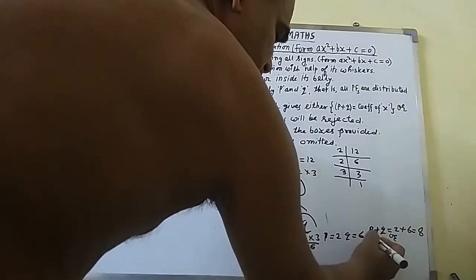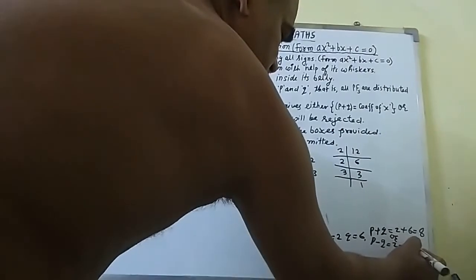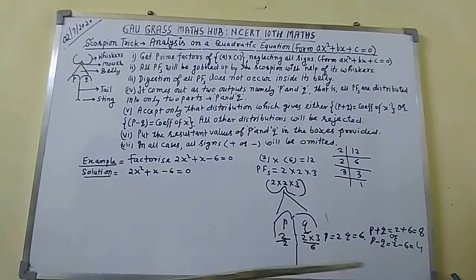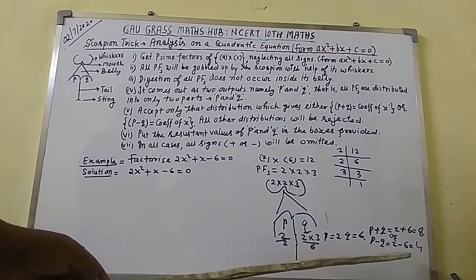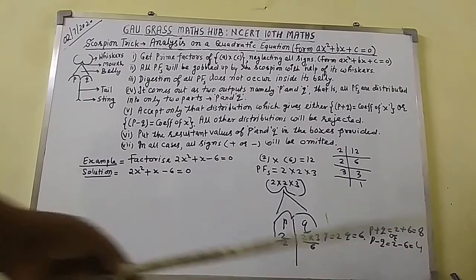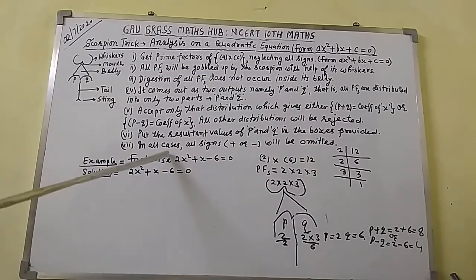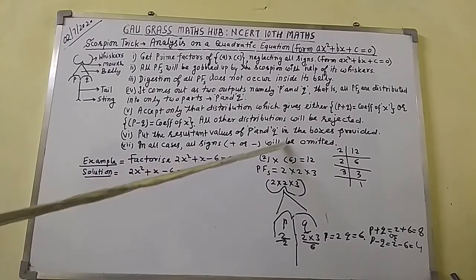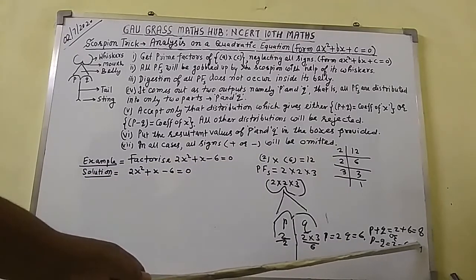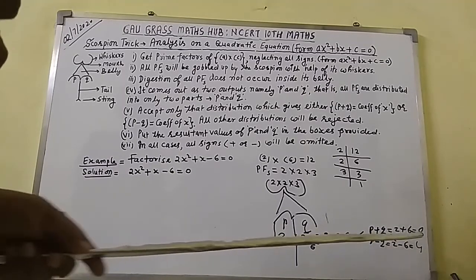Or P minus Q, if you do here P minus Q, this means that 2 minus 6, that comes out to be 4, since I have omitted the minus sign here. The condition is that we neglect all signs. Here you can see in all cases, all signs, positive or negative, will be omitted. So here you can see P plus Q equal to 8.